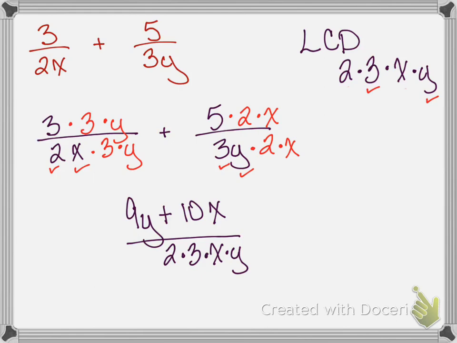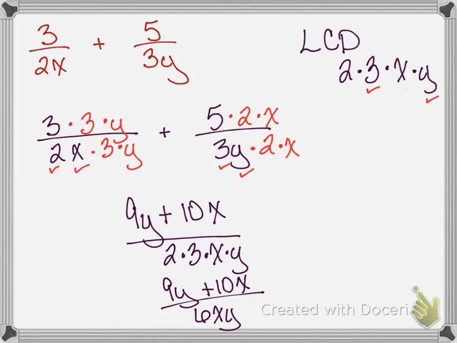If you wanted to go and say 9y plus 10x over 6xy, you can. Now, I want to make it very, very clear. This y and this y cannot cancel. This x and this x cannot cancel. The reason for that is because the 9y and the 10x are being added together. They have to stay together as a unit.